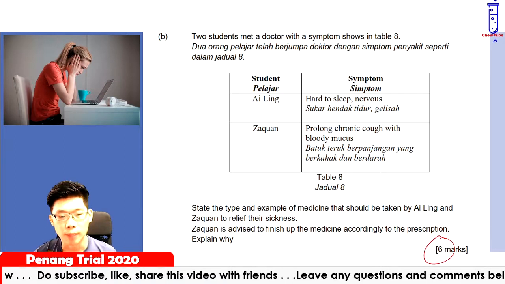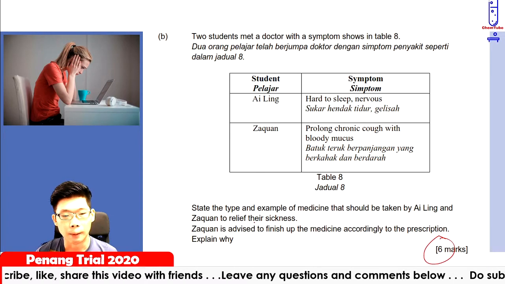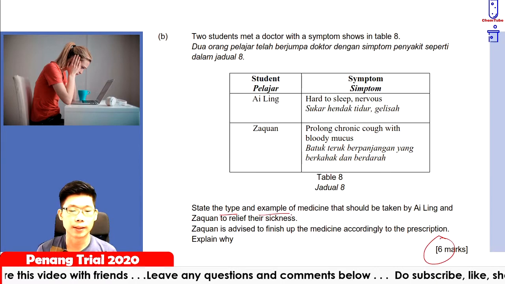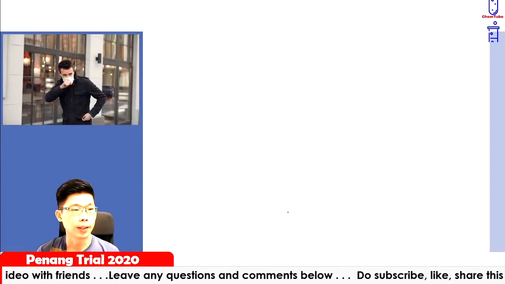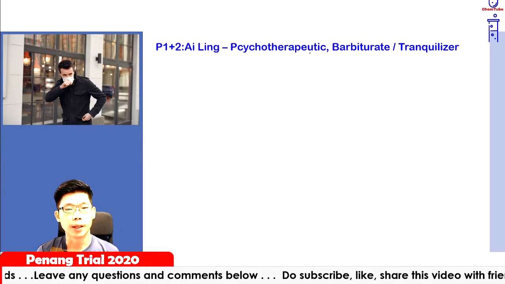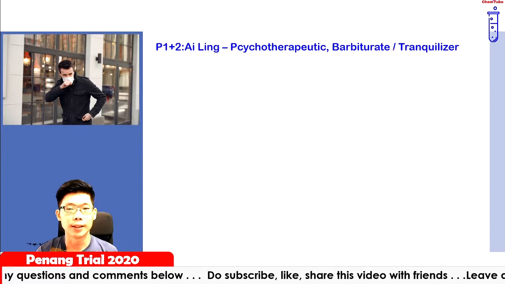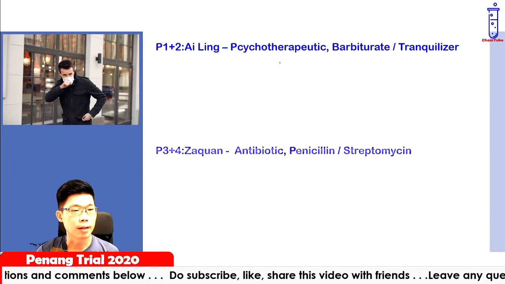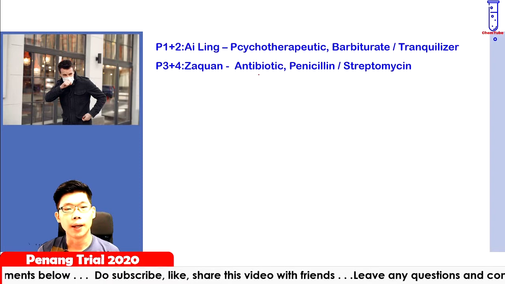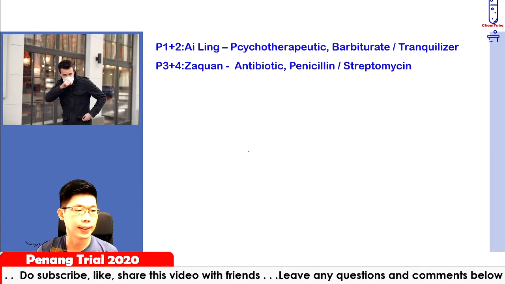First you have to mention, for both students, the medicine type and an example of the medicine that should be taken. Here, Eileen should take a psychotherapeutic medicine, for example barbiturate or tranquilizer. Any one of these can be accepted. How about Zakwan? Zakwan has a bad cough, so he should take an antibiotic. Here, an example can be streptomycin or penicillin.